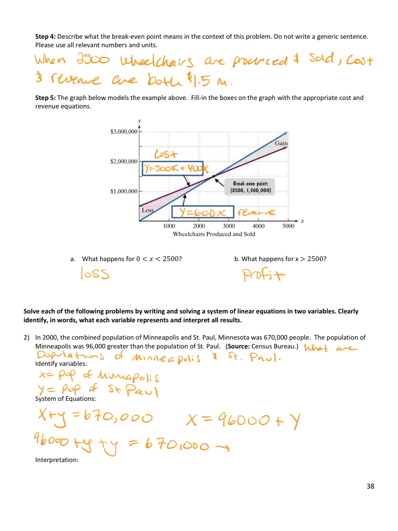So 670,000 minus 96,000 is 574,000. That's 2y. So y is, divide that by 2, 287,000. So that's our population of St. Paul. And then the population of Minneapolis would be add 96,000 to that: 383,000.